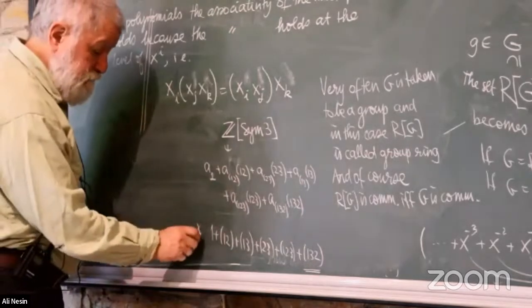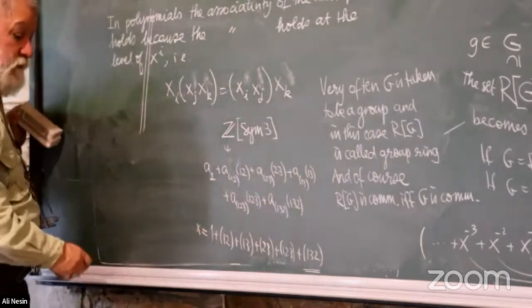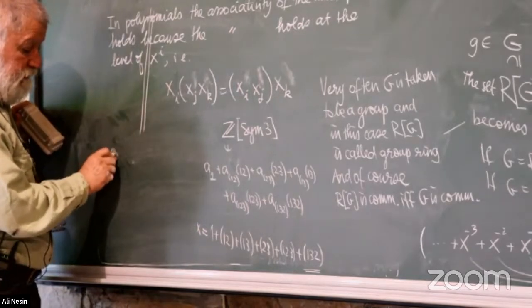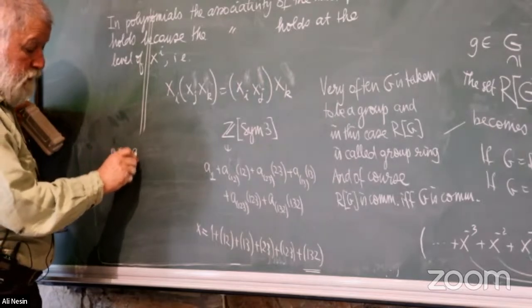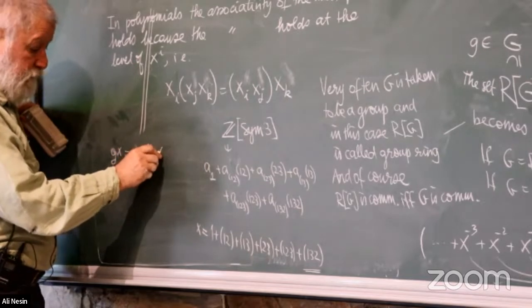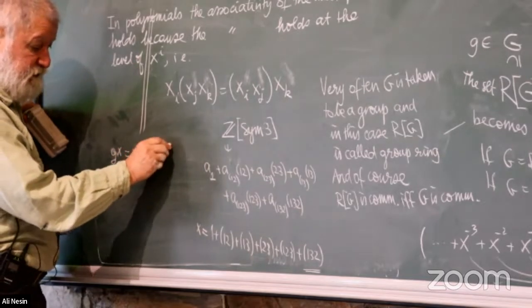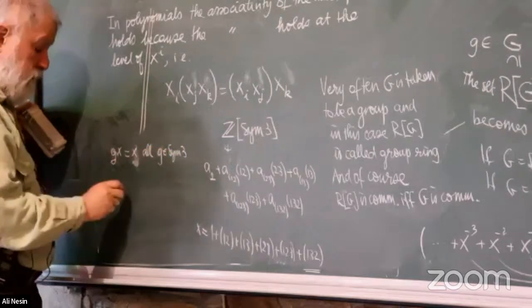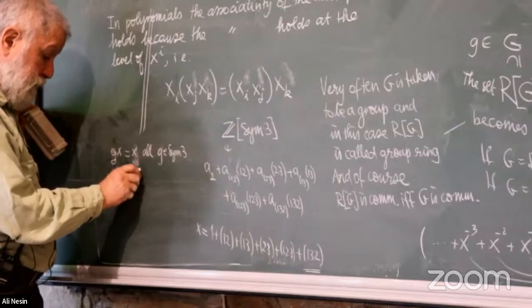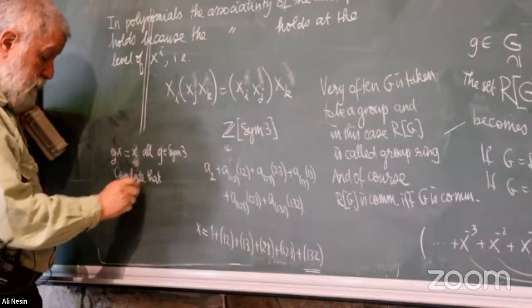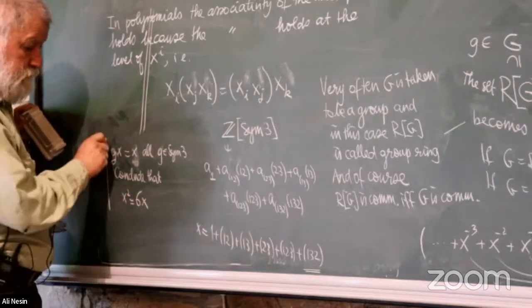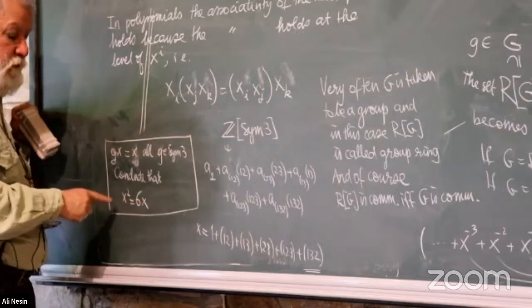If you call this X, prove that sigma times X, G times X, is equal to X, for all G in S3. Conclude that X squared is equal to 6X. Homework.